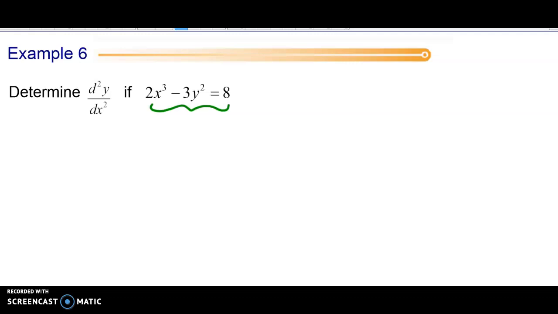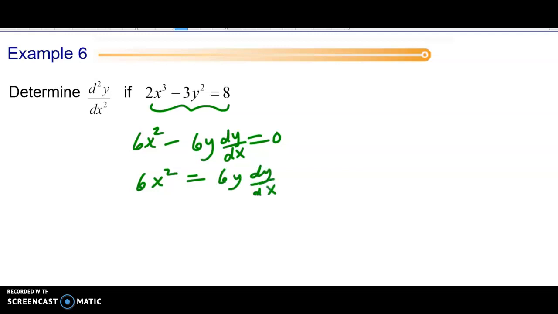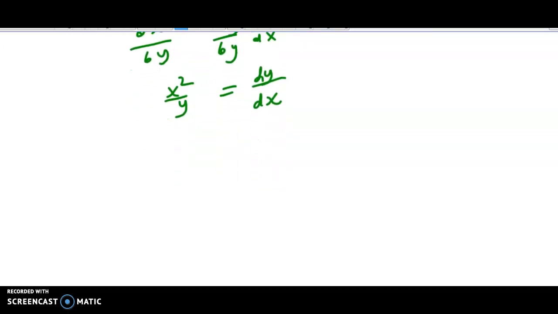So the derivative of the first term would be 6x squared times dx/dx, but we know that cancels. We have a 6y dy/dx, because we're differentiating the variable y with respect to x, equals 0. So we only have one dy/dx, so I can isolate that. And then I can divide by 6y to get dy/dx by itself. So I end up with x squared over y for my first derivative.